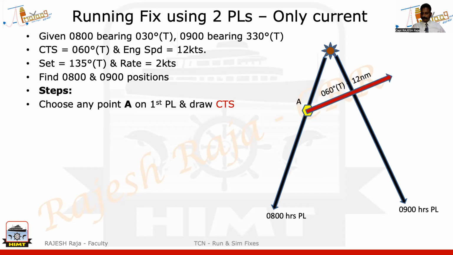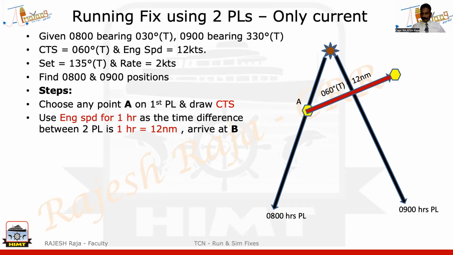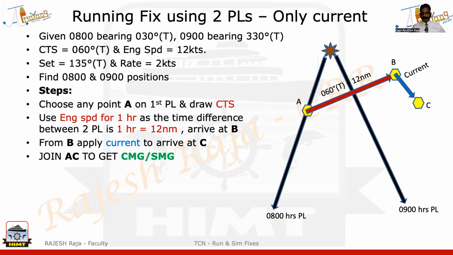Please draw the CTS. Mark it for 1 hour. Why? Because the two PLs are 1 hour apart. And I'm going to mark Bravo. Now this is the time I need to add my current also. So from Bravo, please apply the current and come to a point called Charlie. You can complete the triangle by joining Alpha and Charlie. So you have completed a chart work triangle.